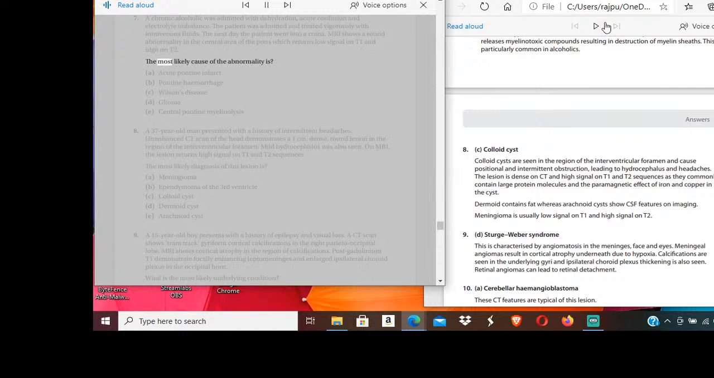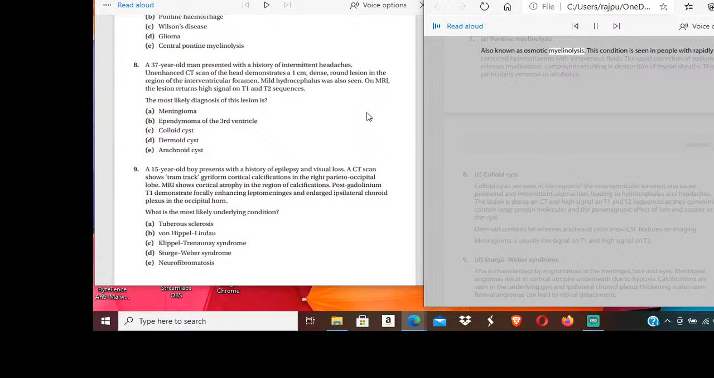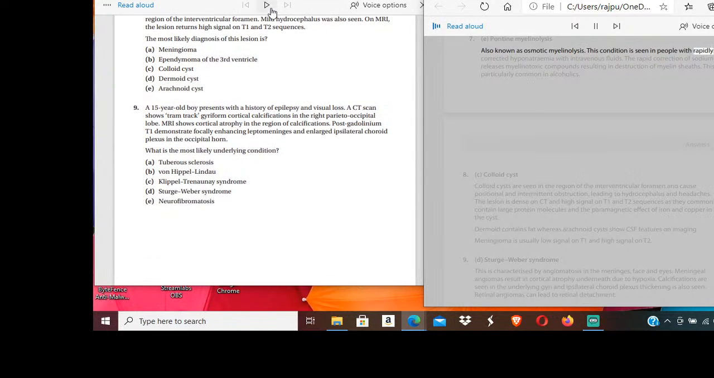The most likely cause of the abnormality is E, pontine myelinolysis, also known as osmotic myelinolysis. This condition is seen in people with rapidly corrected hyponatremia with intravenous fluids. The rapid correction of sodium releases myelinotoxic compounds, resulting in destruction of myelin sheaths. This is particularly common in alcoholics.